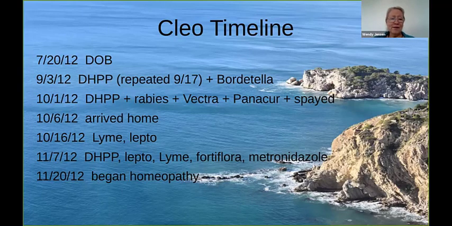10 days later, she needs a Lyme vaccine and a lepto vaccine. Another month later, DHPP again, another lepto, another Lyme. And then by then she needed a little help. So they gave her Fortiflora to help repopulate her bowels with the right organisms and metronidazole to stop what she was starting to have, problems with diarrhea. So after that, they called me and I just show you what our animals are dealing with. You know, there's a lot of vaccines here. It's quite an insult, and hopefully we can teach everybody to start moving away from these things.